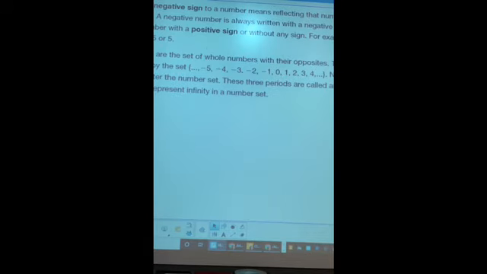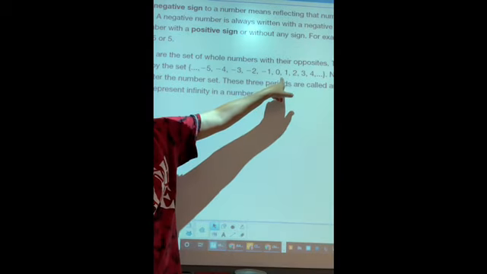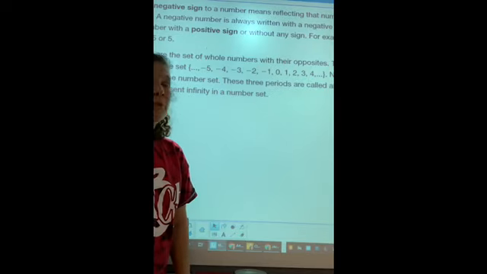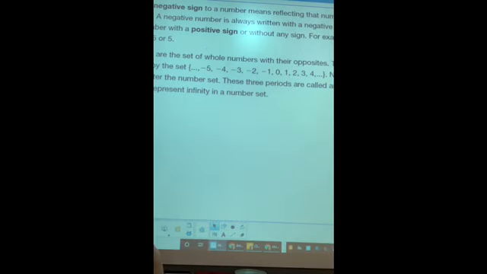We put a negative sign in front of negative numbers, but we don't always put a positive sign in front of a positive number, because that's just silly. We just leave it off. My hand gets tired of writing that.